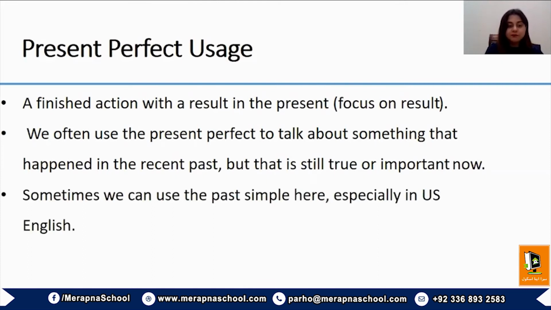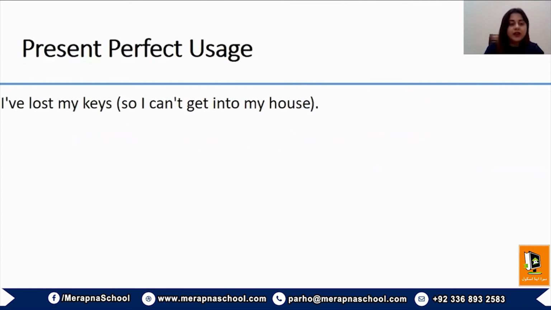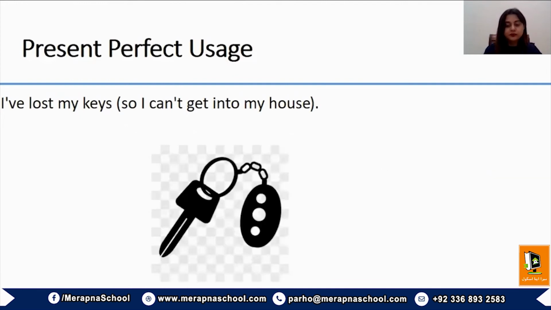For example, in American English, sometimes people use simple past for this context as well, because sometimes tenses overlap for a similar context, but this present perfect is more common. For example, I have lost my keys. Now, the action has been completed. I have already lost it, but the result is still evident. Since I have lost it, I can't get into my house.